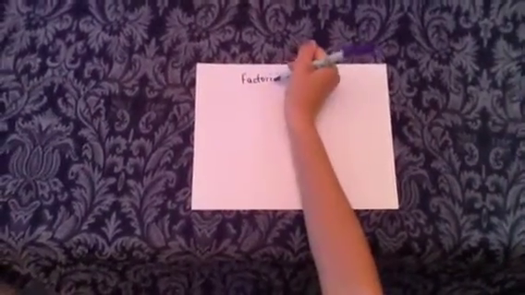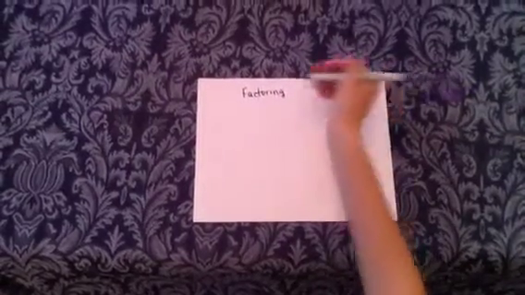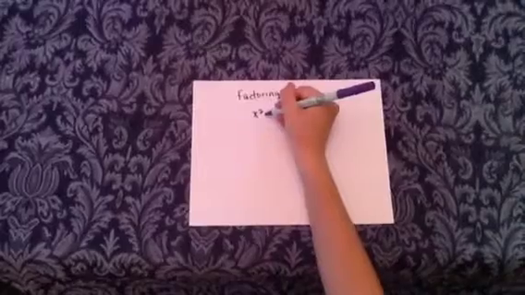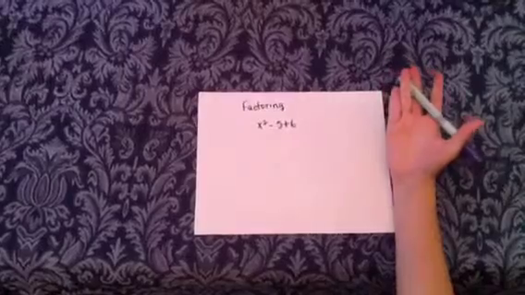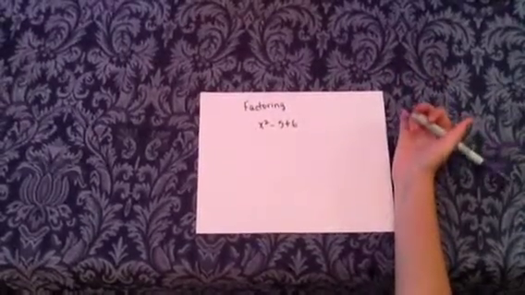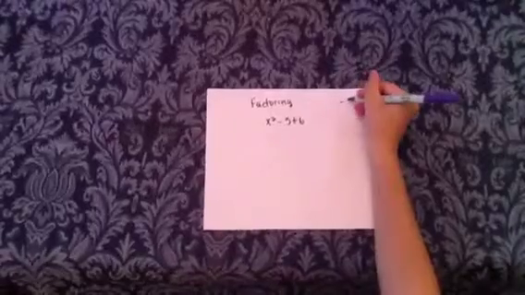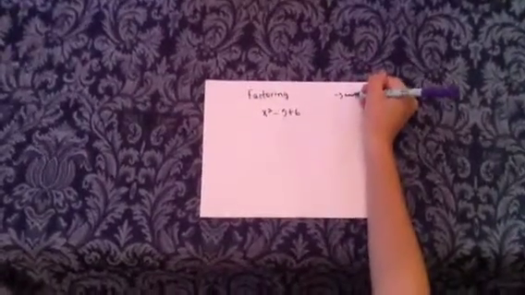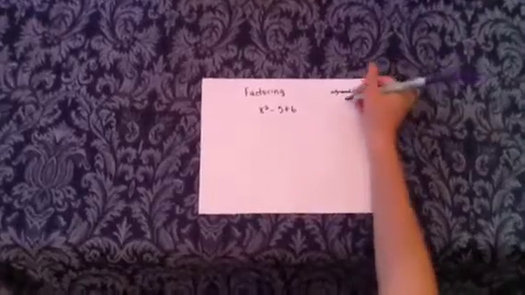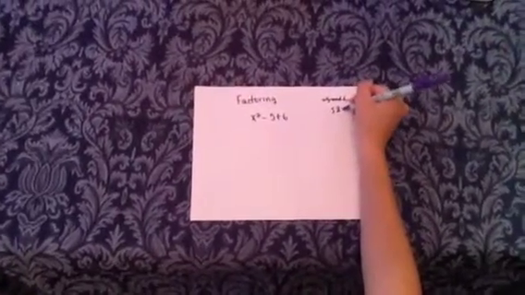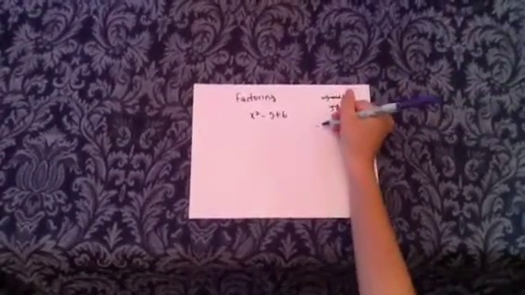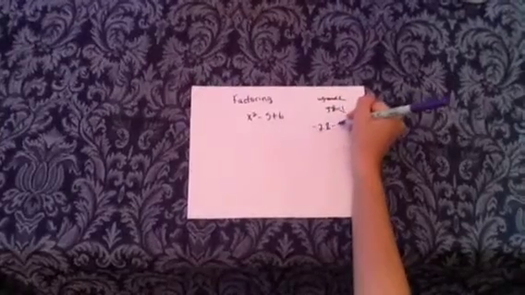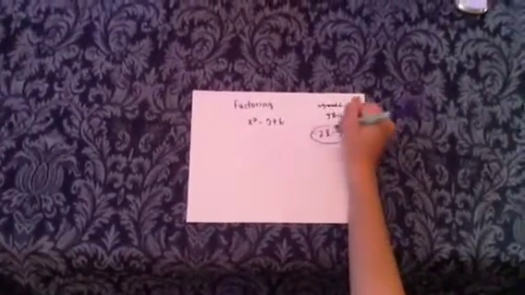Now, let's factor using the quadratic equation. Let's use an example. X squared minus 5x plus 6. Now, let's start out by finding a number that adds to get 5 and multiplies to get 6. Negative 5 and 1? No. 5 and negative 1? No. Negative 2 and negative 3. That's it.